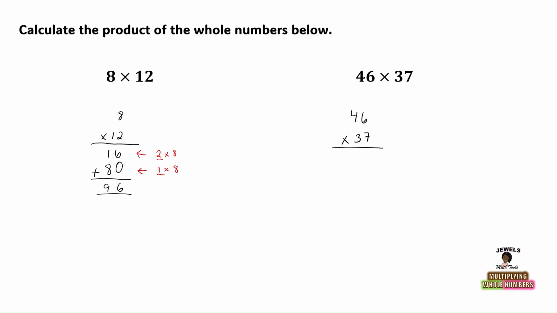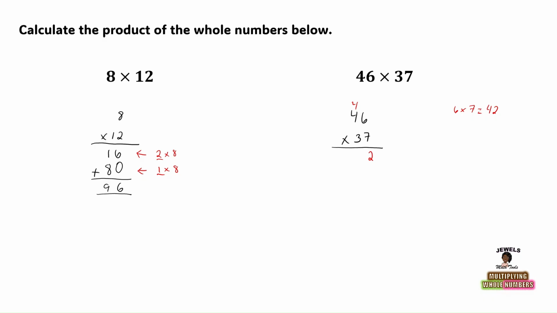So let's begin. We're multiplying our 6 times 7. So we have 6 being multiplied by 7, which is equal to 42. We're going to write in our 2 and carry the 4.